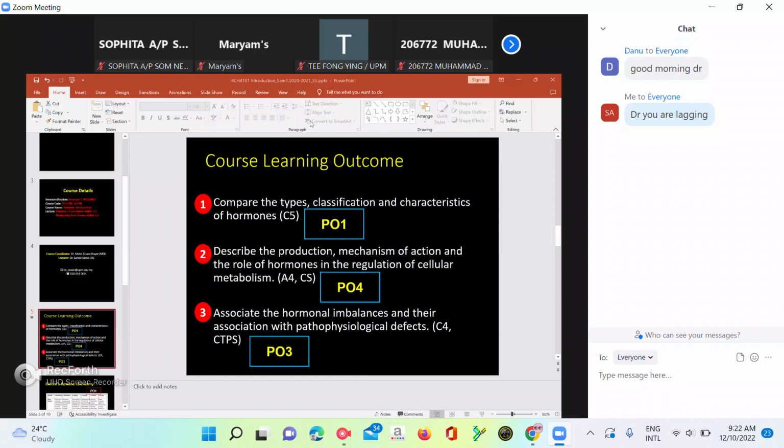PO3 is actually for critical thinking. So when we design questions for this, it's not straightforward. You have to think a bit further to get the answer. All right, so that's the learning outcome.